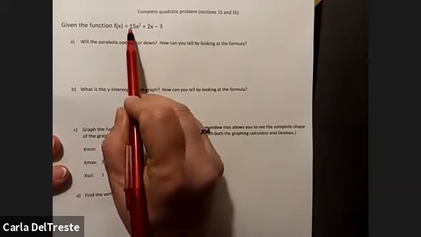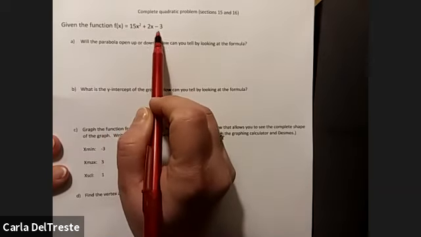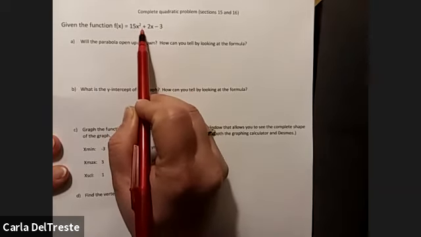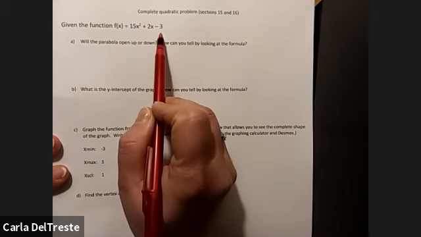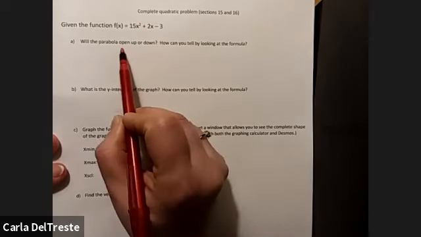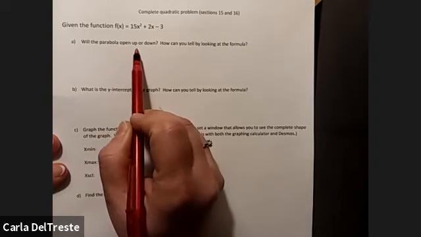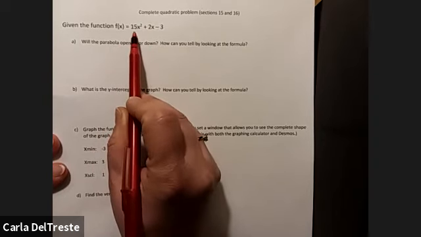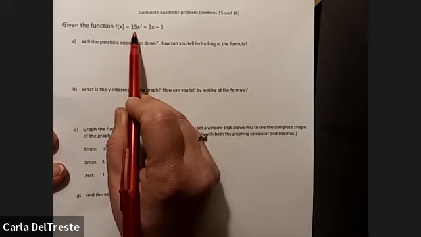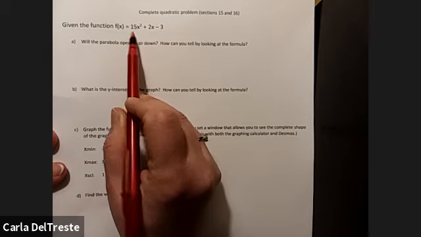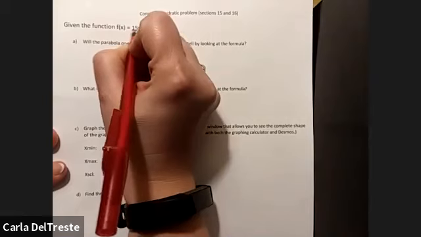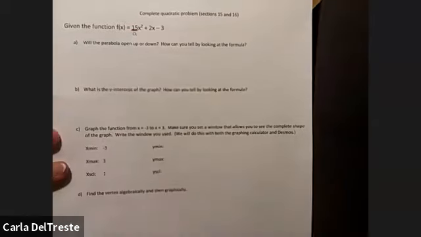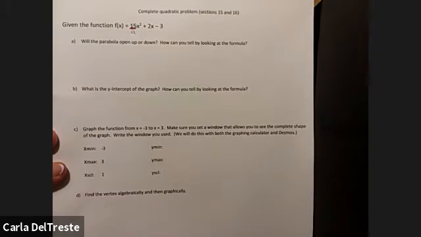Well, the formula is a quadratic. It's of the form ax squared plus bx plus c. And so we know that the way to tell if a parabola opens up or down is if the a value is either positive or negative. So in this case, a is positive 15, which tells me that it's going to open up.